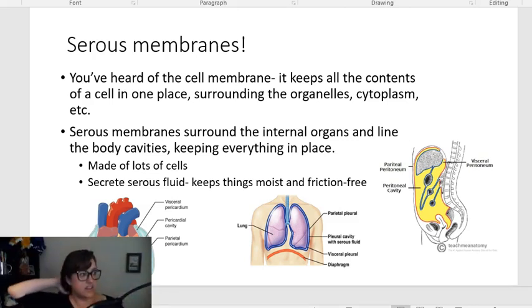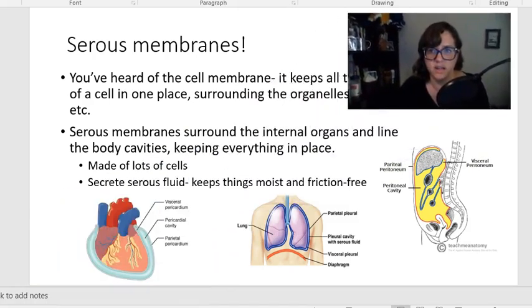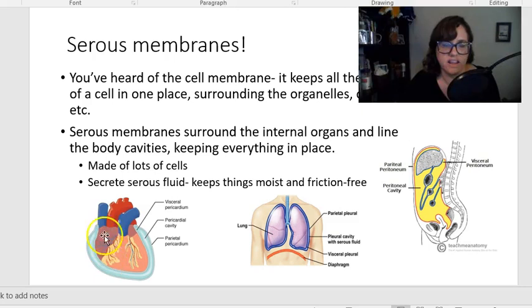Not only do they keep everything in place, they make sure that everything stays moist and friction free. So as your heart beats, it's not rubbing against the lungs and ripping pieces of the lung off. That would be very bad for you. Instead, the heart has several membranes. The heart is surrounded by 2 different membranes, the visceral pericardium, and then there's a cavity, and then the parietal pericardium.